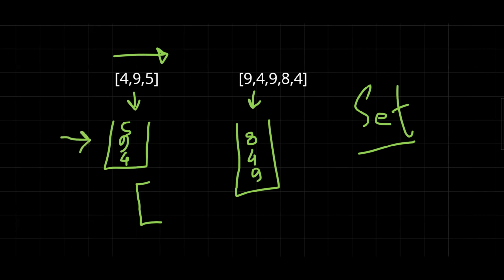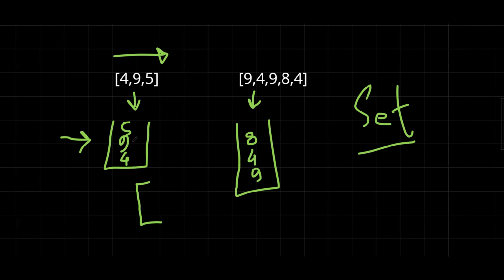Now our first element of the set is 5, right? So we have to check whether the element 5 is present in the second set or not. But we have seen that in the second set, there is no element 5. So we can say that 5 cannot be an intersection element.